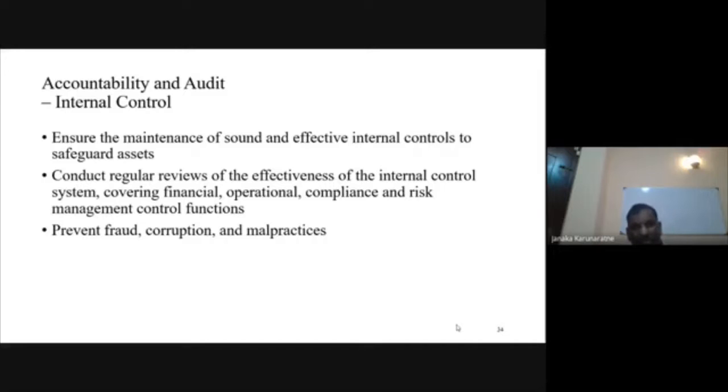Then internal controls: ensure the maintenance of sound and effective internal controls to safeguard assets.